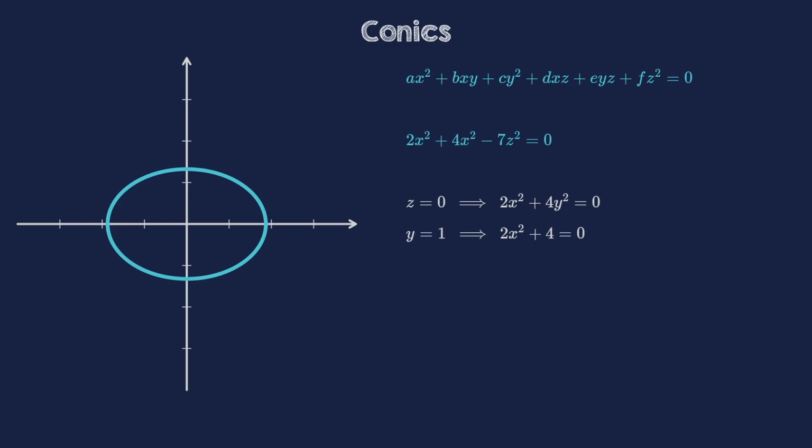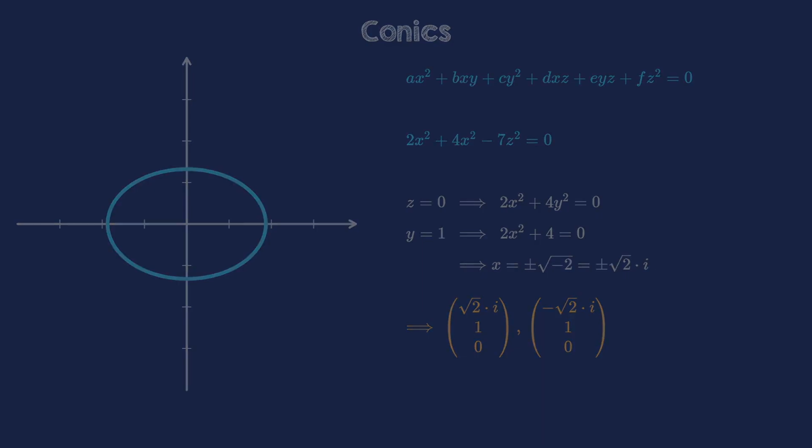When we try to solve it, we get that x has to be plus or minus square root of minus 2. Normally, this would be impossible. But with complex numbers, we can write this as square root of 2 times i. So this ellipse has points on it that lie on the line at infinity, but they are quote-unquote invisible since they have complex coordinates. If you do this calculation for circles, you will notice something peculiar.